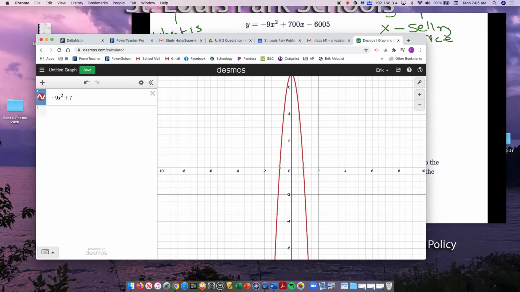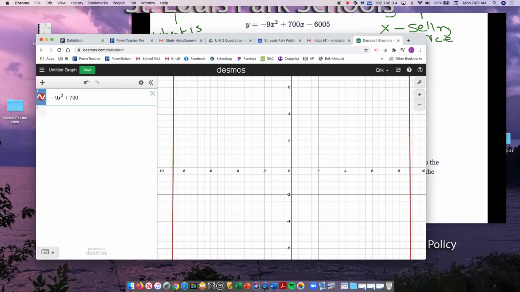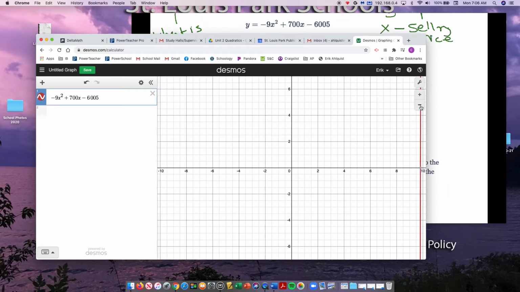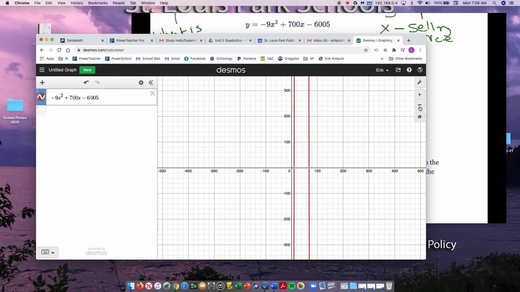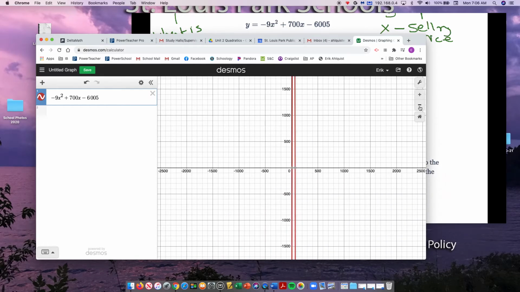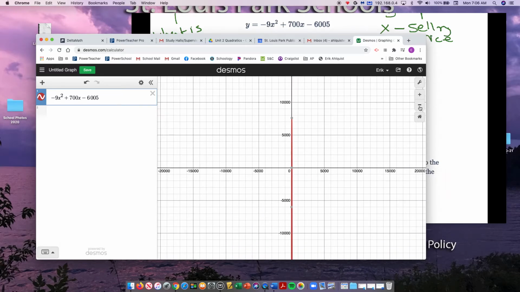Plus 700. Okay, so now it went outside of my window. And it's 700x minus 6,005. And if you look at it, you go, well, shoot, it doesn't show me anything over here. If you use the minus arrow, or if you have a rolling thing on your mouse, you can get the whole parabola if you zoom out far enough. And you look here and you go, oh my gosh, this looks terrible.